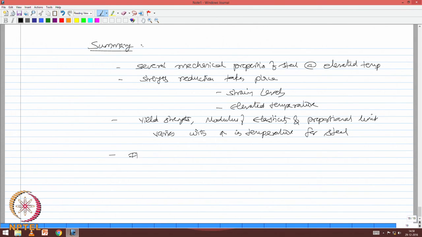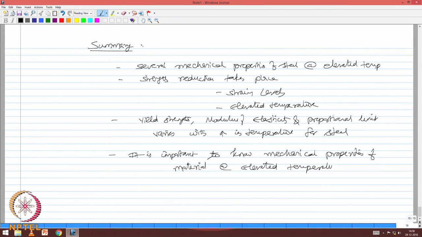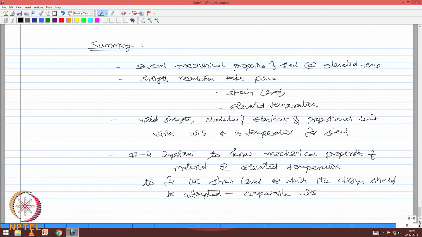So, it is very important to know mechanical properties of material at elevated temperature to fix the strain level at which the design should be attempted, which should be also compatible with rate of loading acting on the structure.